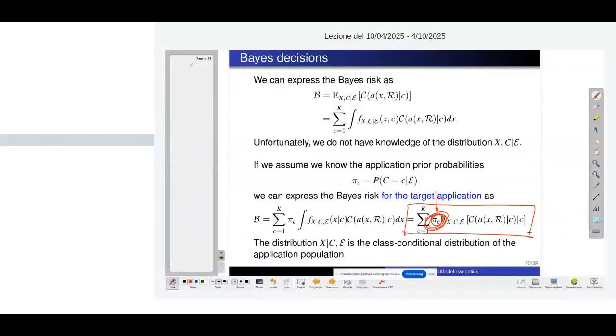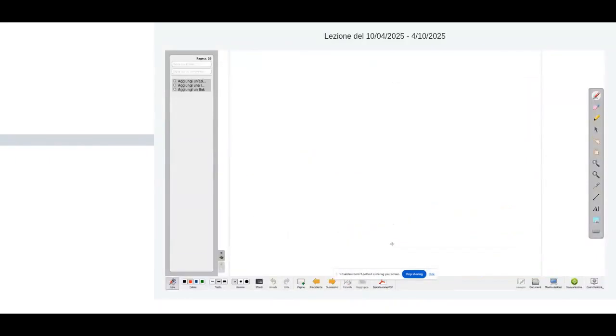It's not that we are not able to measure how good our classifier is for the task, it's that we don't know what our task is. So we assume that the task is known, and now we have a term that is known. The other problem now is this part, the expected cost over the samples of each class.